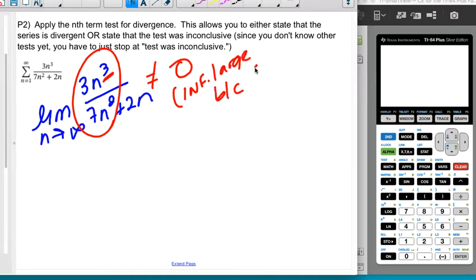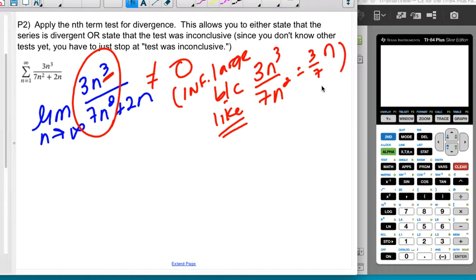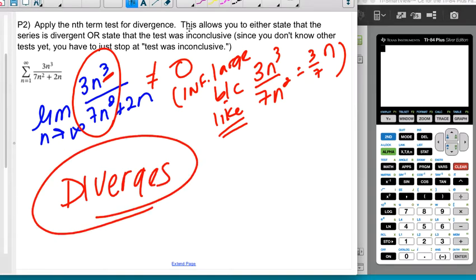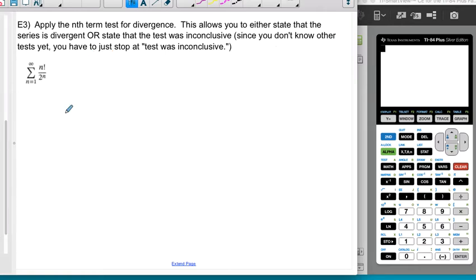Because essentially this is like a 3n cubed over a 7. So it's not the same as, but it's like a 3n cubed over a 7n squared, which behaves a lot like a 3n over 7 or a 3/7 n. So again, as n approaches infinity, this is getting huge. So this thing diverges because remember, the nth term test for divergence just says that if this whole thing is not approaching 0, then the series has to diverge.